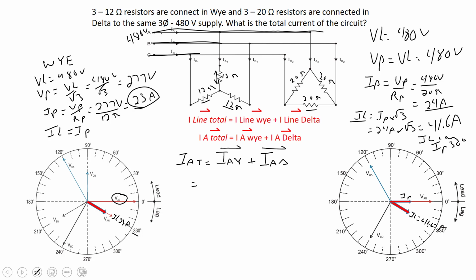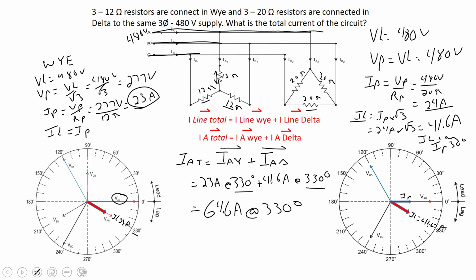That comes to 23 amps at 330 degrees plus 41.6 amps also at 330 degrees. Well, it makes it pretty simple when they're both at the same angle. That means we can just add them up. Now, if one of these was at a different angle other than 330, we'd have to add them up vectorially. So in this case, we don't really need to. It comes to 64.6 amps at 330 degrees.